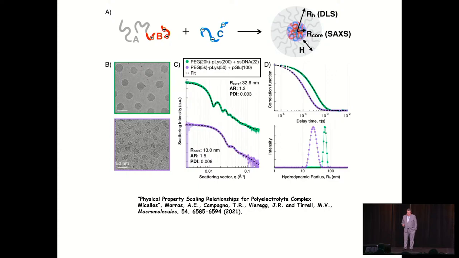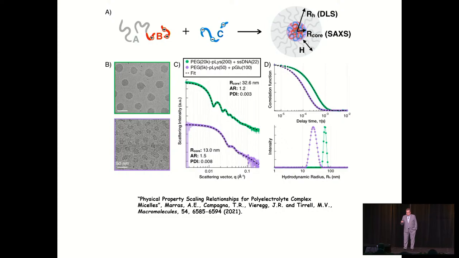Alex Morris has looked into this a little more carefully and tried to look at how the sizes of the resulting micelles on the upper right depend upon the sizes of the A and B blocks in the block copolymer, as well as the C block of the homopolymer that one is making. And he used both DNA, single-stranded DNA, and polyglutamic acid as his polyanions. And so small angle X-ray scattering was used to determine the core radius, and dynamic light scattering was used to determine the exterior hydrodynamic radius.